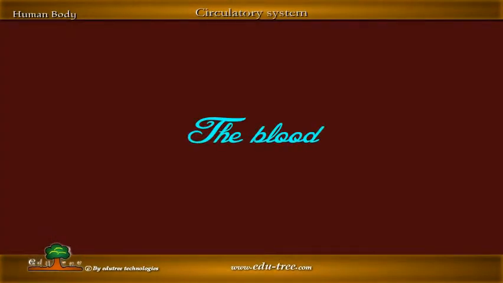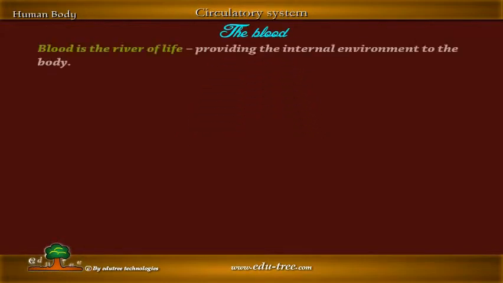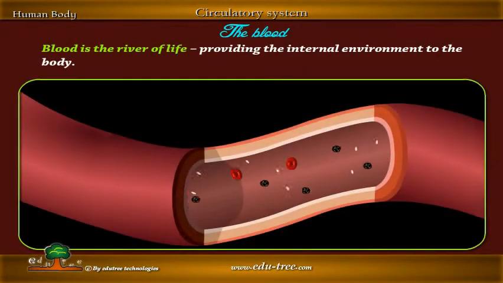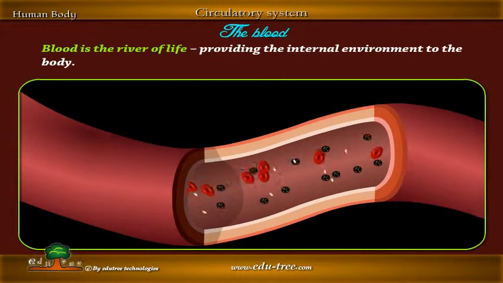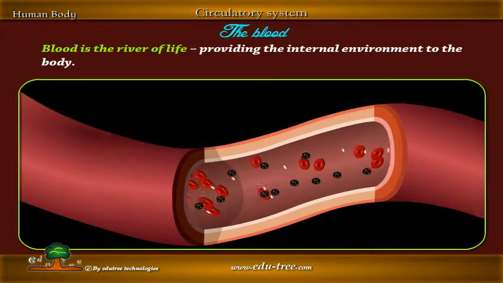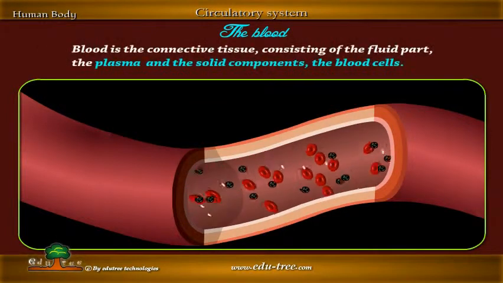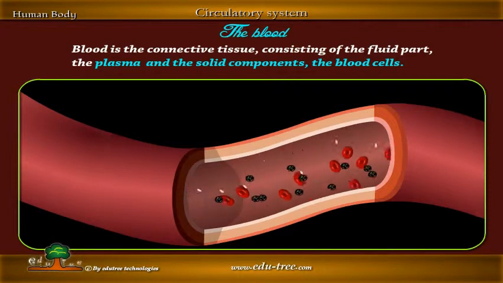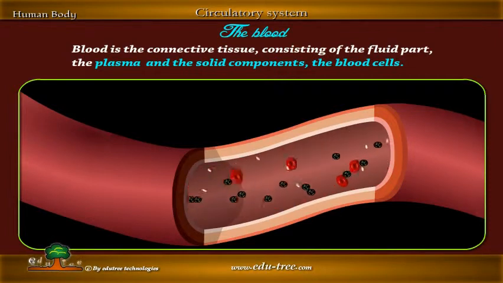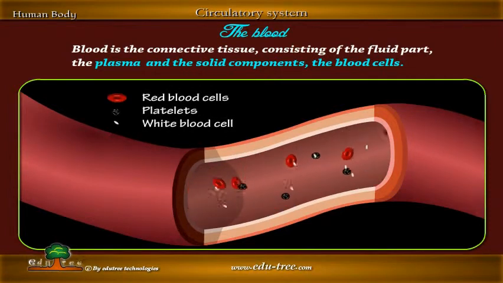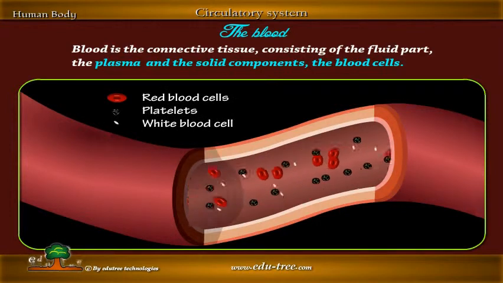The blood. Blood is the river of life, providing the internal environment to the body. Blood is the connective tissue, consisting of the fluid part, the plasma, and the solid components, the blood cells.